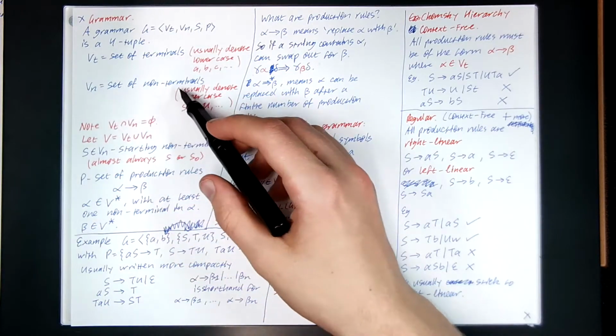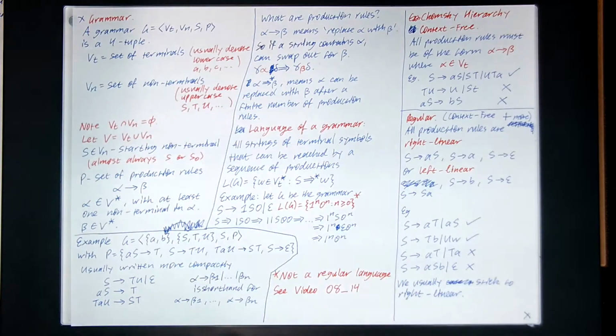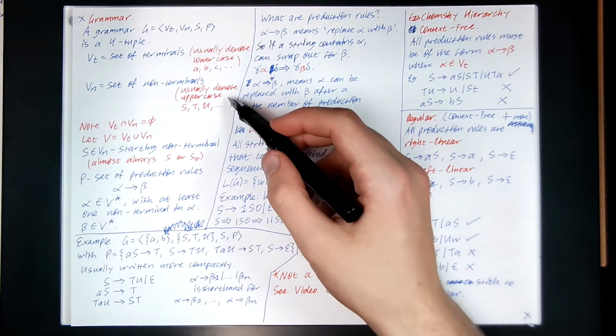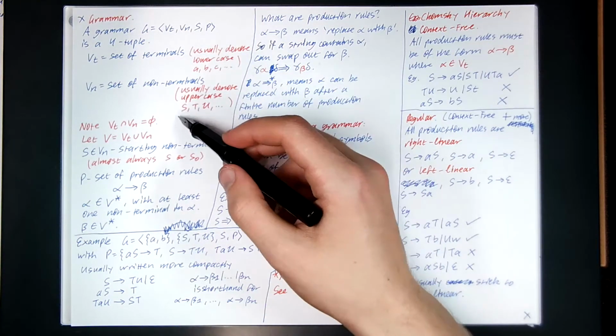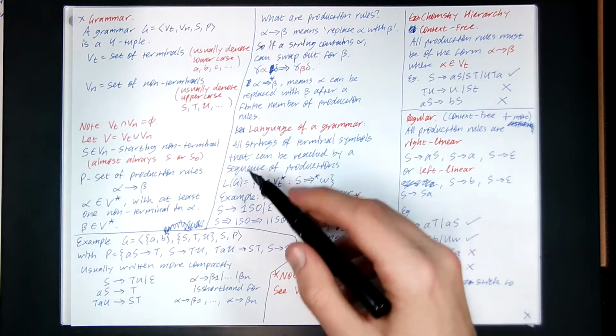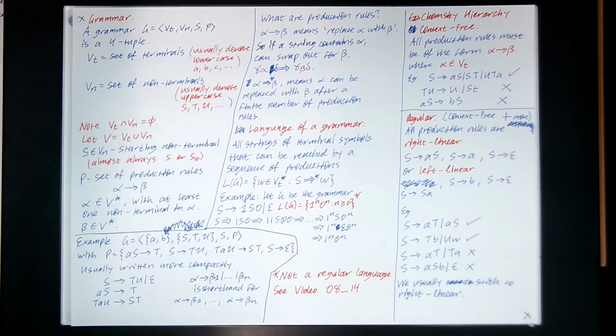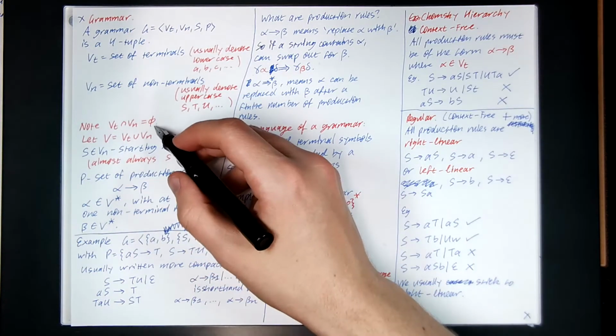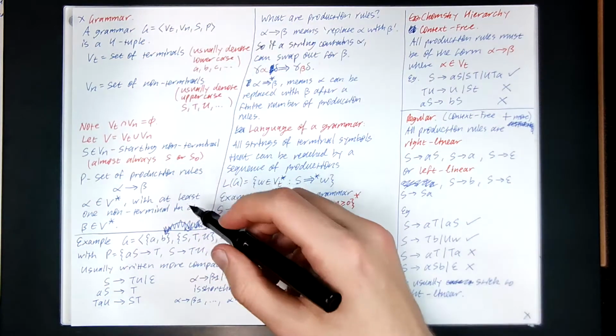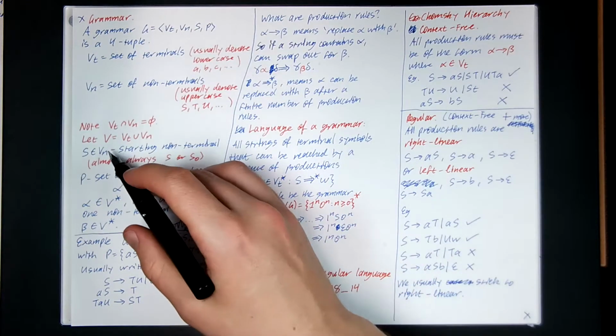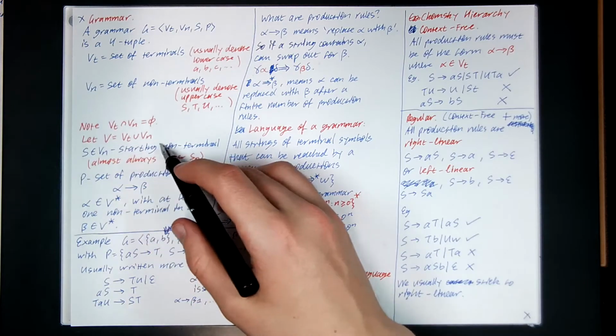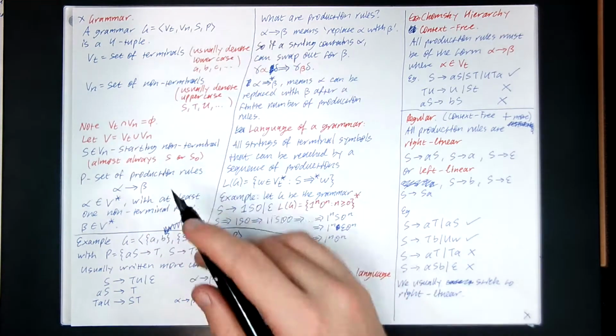V_N is the set of non-terminals. These are the symbols that can be replaced by something else by a production rule. We usually denote them by uppercase letters, usually S, T, and U. Note that the sets of terminals and non-terminals are disjoint, so there is never a symbol that lives in both sets. We're going to let V denote the union of these two sets. So V is the set of all symbols, terminal or not.